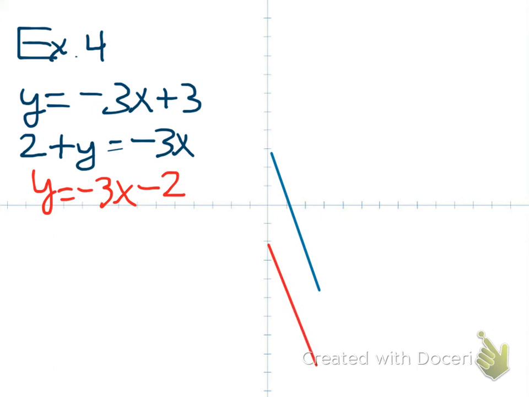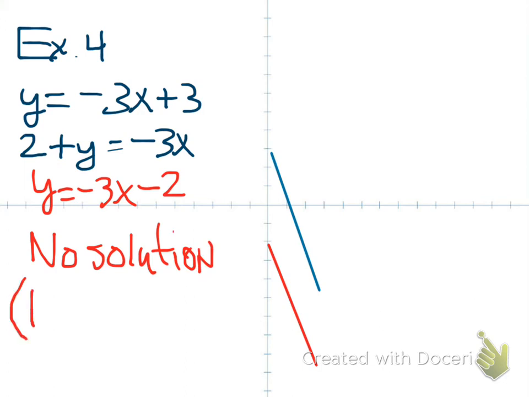And again, that means there's no solution, because there's no intersection point. These are parallel lines. Now we classify a no solution as an inconsistent system. Misspelled consistent. Inconsistent system.